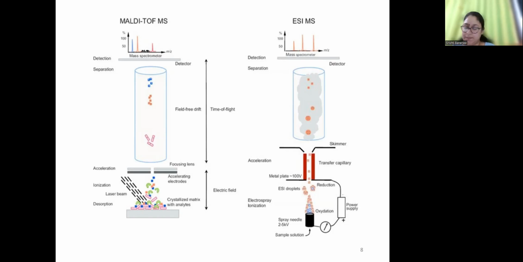The charged molecules will pass through the curved magnets. So here you will see different magnets. Now that will help in accelerating it towards the top, and there the separation by mass by charge ratio happens.